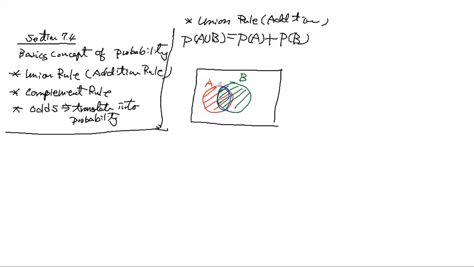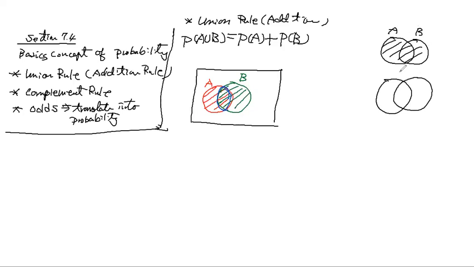You see the color red and the color green, so it has been added twice. But my A union B is just this area, and I don't need to add the center part twice. From the previous sections, we also know this is A and B. So does everybody still remember what we call this center part?